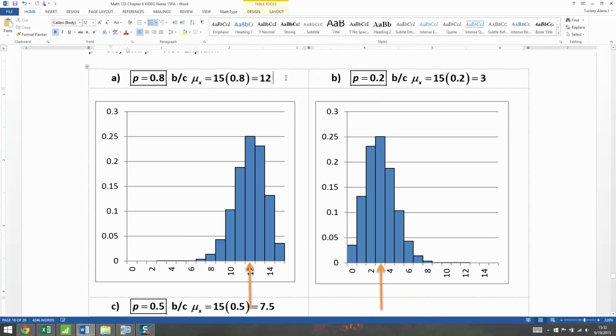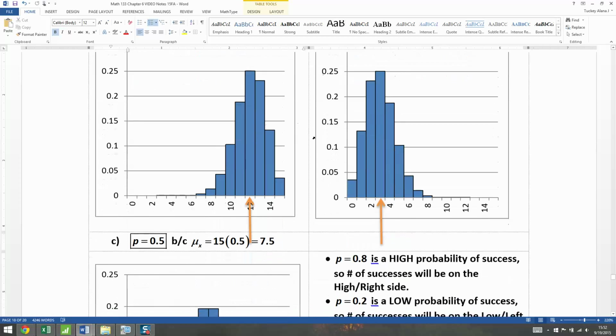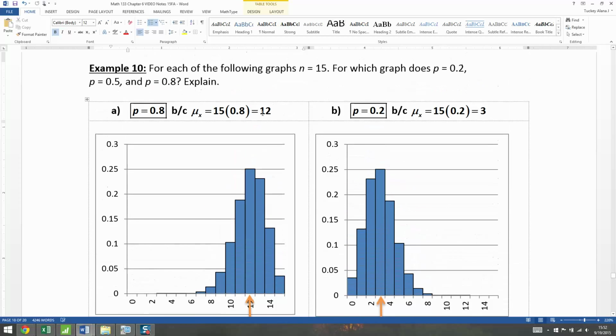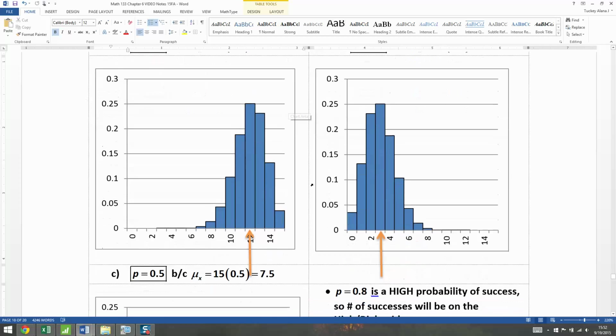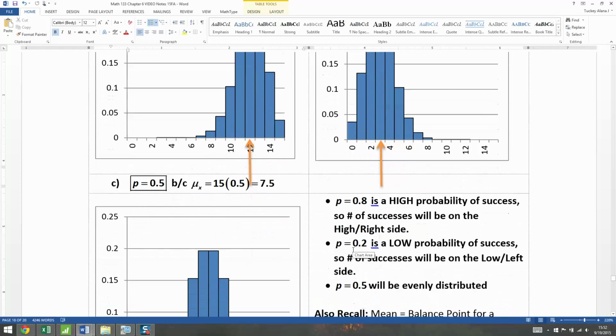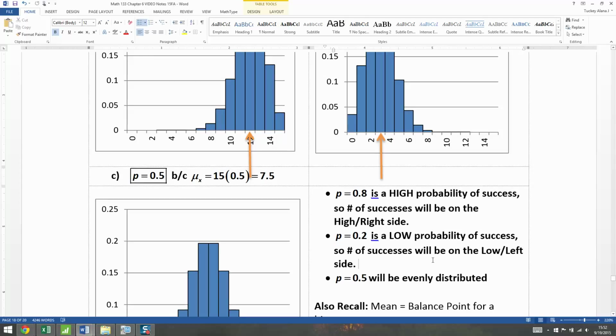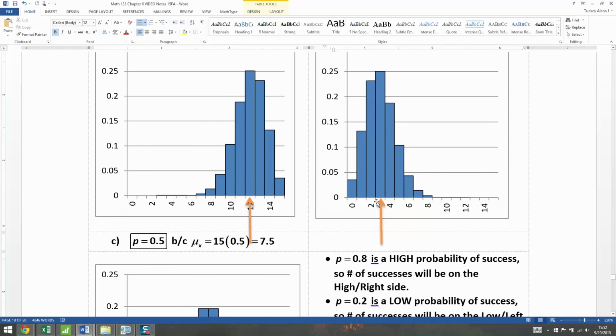So there's two ways to make this argument. The mean is actually kind of the simpler argument to make, right? You just have to find the mean with that formula, and then you can kind of eyeball where the balance point would be. You can also think of it in terms of probabilities of success. 0.5 would be evenly split 50-50, whereas 0.8 will have high success rates. So the bars will be over here on the high side. And similarly, 0.2 will have low success rates, so the highest bars will be over here on the low side.